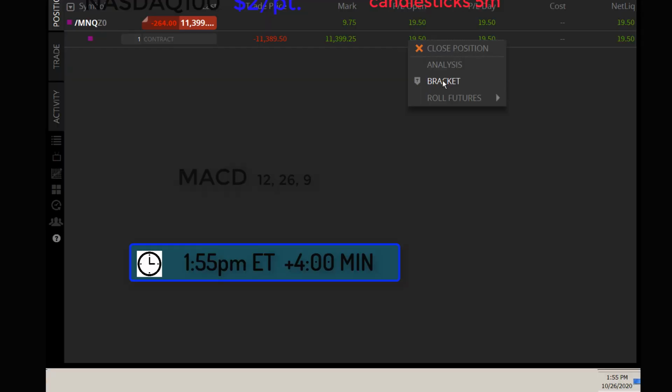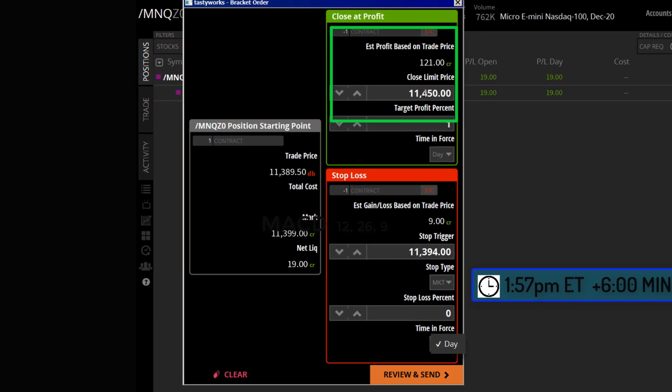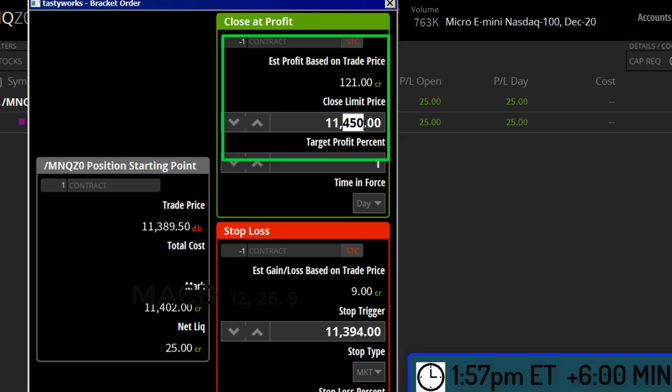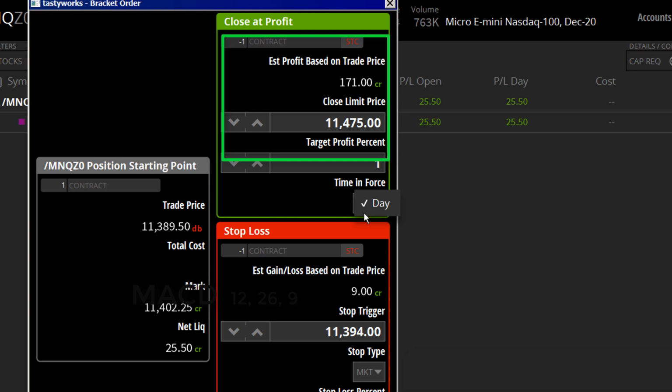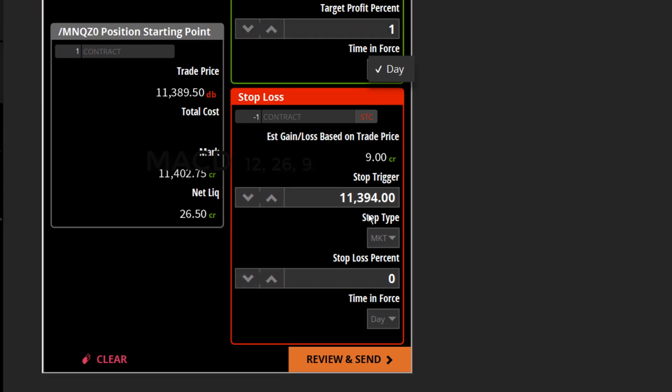And at about 1:55, I'm 4 minutes in, $20 up. 1:57 now, 6 minutes in. And I have to put in a bracket order here, so I'm going to choose my close at a profit. I'll put it up there at 11,450. Now, I just pull that out of the air, and here I changed it from 121 to about $171. It may be wishful thinking, and it usually is, but you've got to put something in there in case you get a real rush and are surprised by the market.